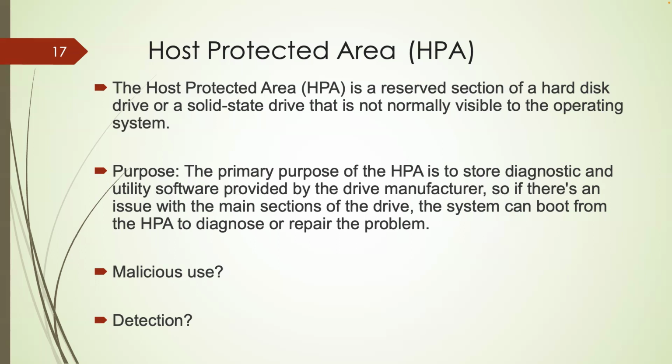So if you copy 100 GB and the hard drive says that it is 101 GB, then you have 1 GB of data missing, right? That 1 GB of data that's missing is your HPA, which you were not able to copy from the suspect drive.